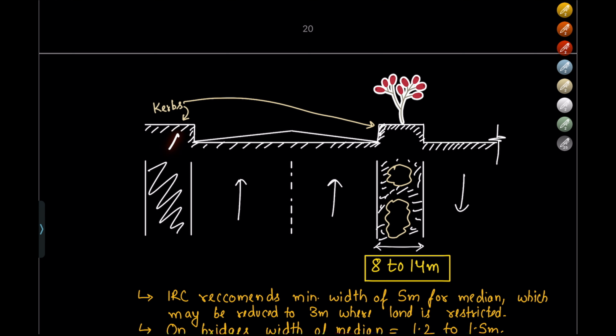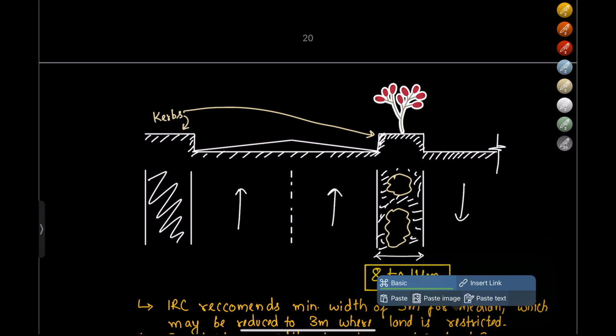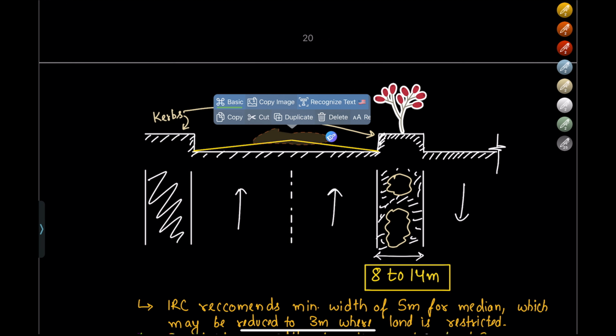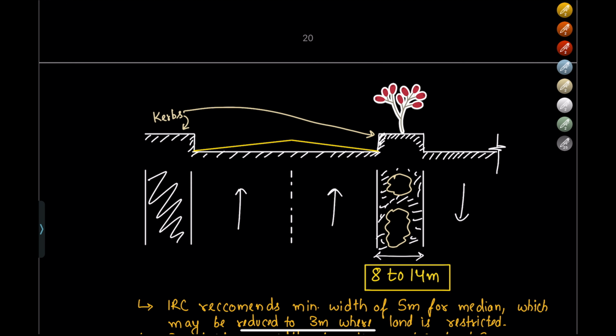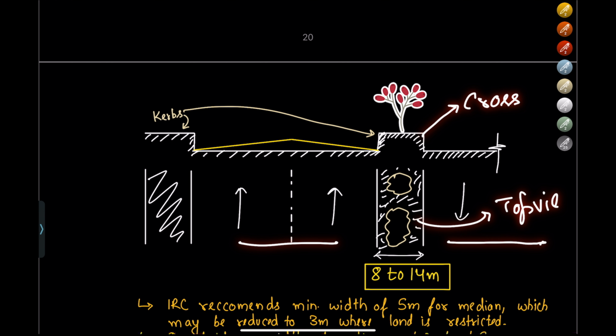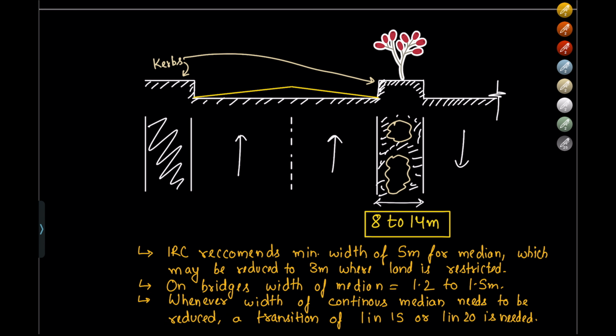The curbs are on this side and this is representing the pavement. Let me color it with a different color so that it is obvious. The pavement has been colored in yellow. This is the median that we are talking about. This is the cross-sectional view and the other one is the top view. In the top view it is visible that there are two lanes on both sides and a median is provided in between the lanes to separate the traffic moving in opposite directions, right?